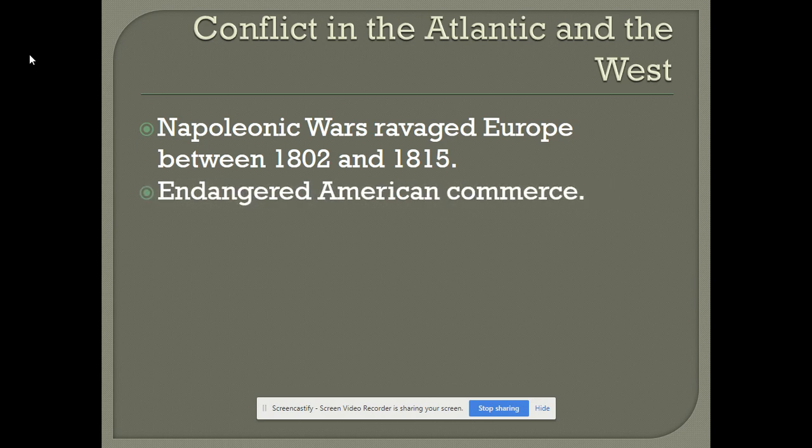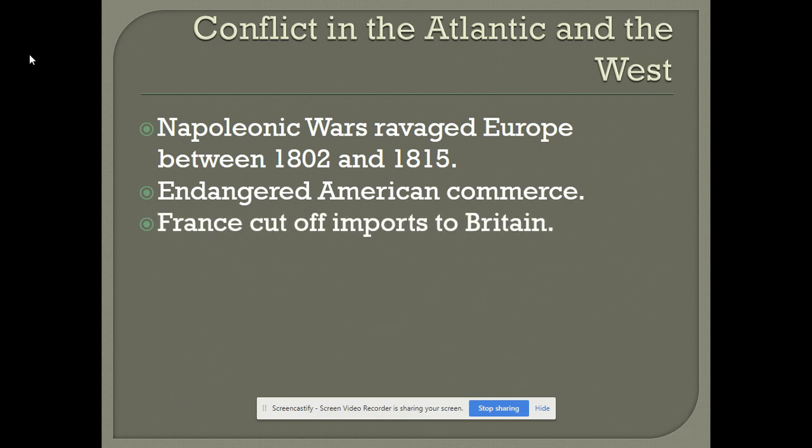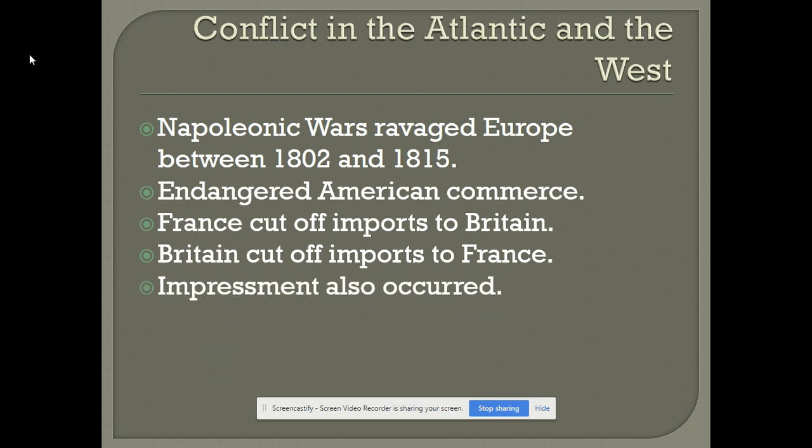It did endanger American business. If you want to upset Americans, just prevent their ability to make a living for their families. France, as I mentioned, cut off imports to Britain. Britain did the same thing. Encroachment occurred by both sides. In fact, it was thought we might go to war with France at one point, but France doesn't want to deal with us. They want to deal with the rest of Europe.